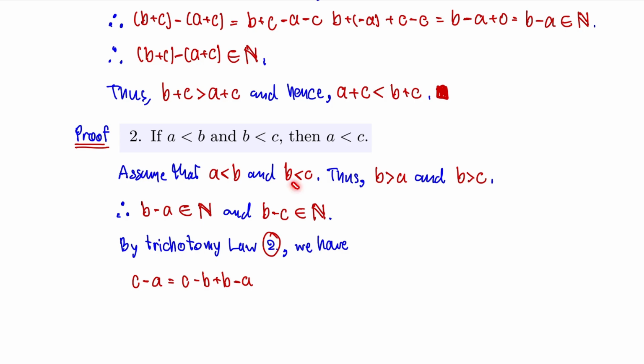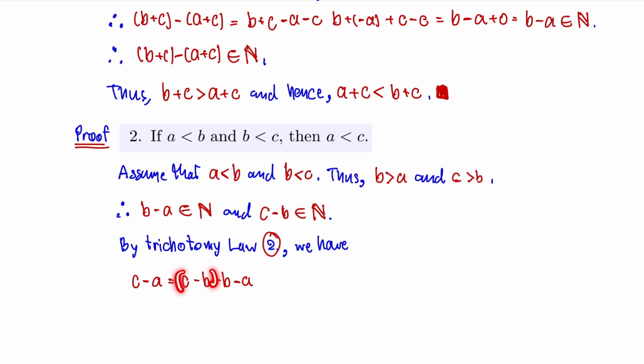B less than C implies that C is greater than B. I'm terribly sorry, guys. C greater than B. This means that we're going to have C minus B in the set of natural numbers. Right now, the steps are all correct. So, let's go to here.